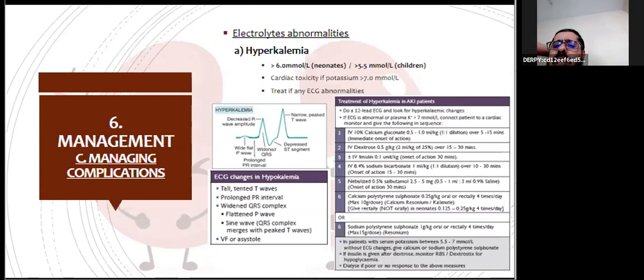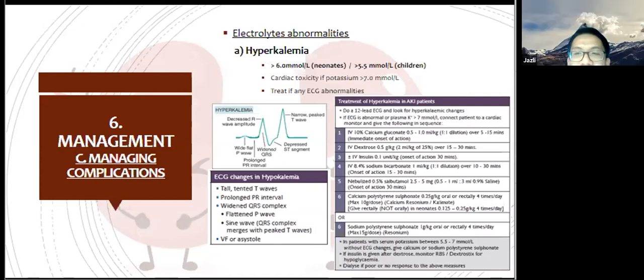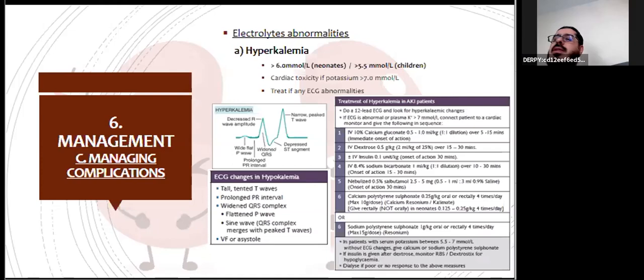If the level becomes more than 7, yes, you need to use calcium gluconate. It does not mean that it is the first one. Depending on the hospital protocol, usually they use insulin and glucose first. But calcium gluconate is very important for cardiac protection, like you said. How does calcium gluconate protect the heart? Sorry, Prof, I forgot. Okay, very good. Anyone remember how calcium gluconate protects the heart?